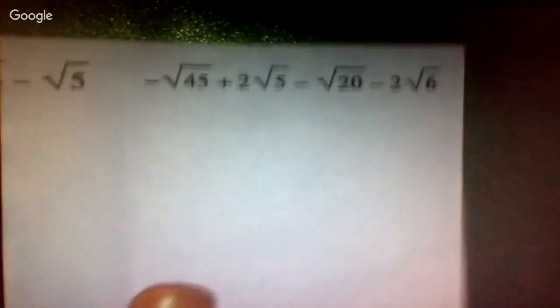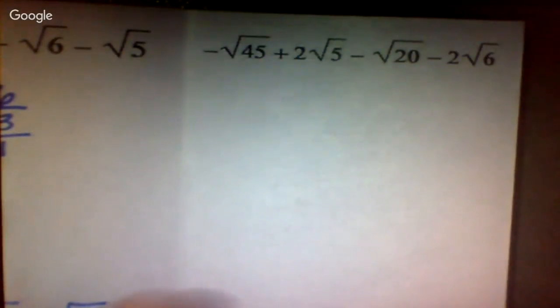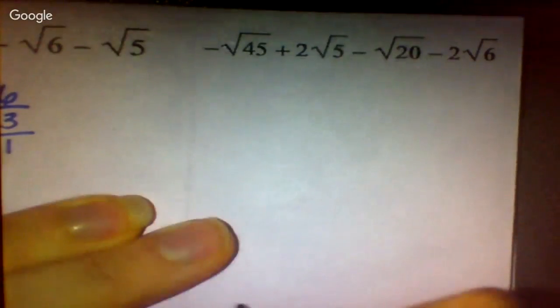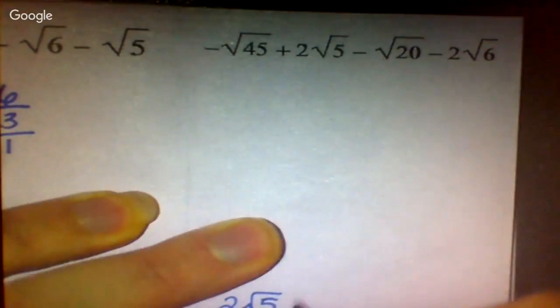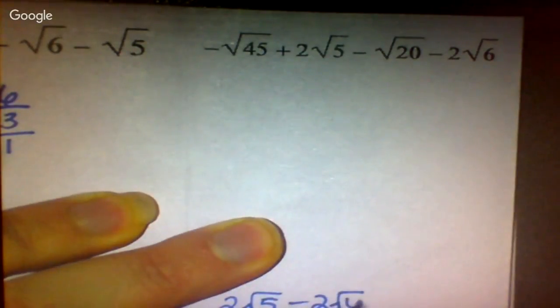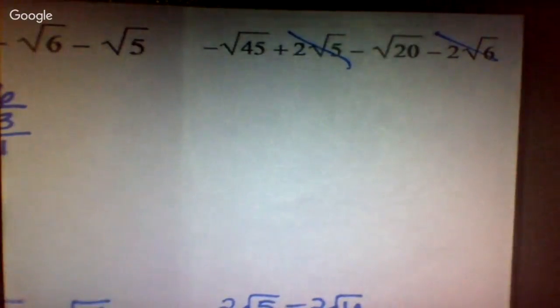So take a look at this one. Which ones can we not do anything with? 5 and 6. So you're going to keep 2 square roots of 5, and you're going to keep negative 2 square roots of 6. There's nothing I can do with either one of those. We just found out your square root of 6 can't be broken down because there's nothing to circle. And 5 is prime, so we can't do anything with it.